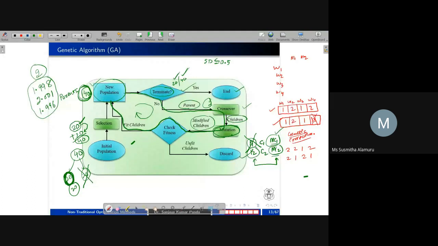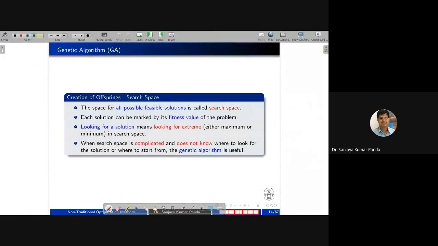Now, coming to creation of offspring, or the search space. As I said, the space of all possible feasible solutions is called the search space. Like I have taken 16 different machines and 512 different tasks. So my search space consists of 16 to the power 512 number of solutions. This is called all possible solutions. You will not find any solution beyond this 16 to the power 512.